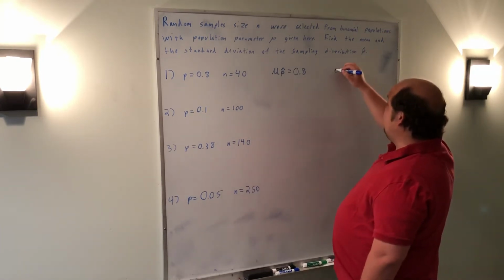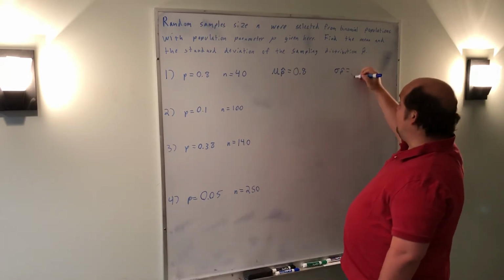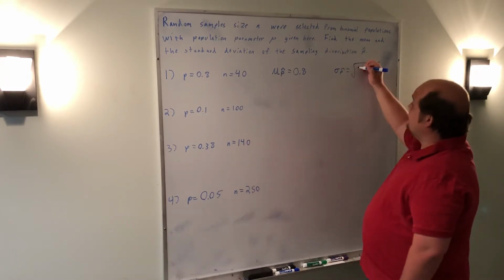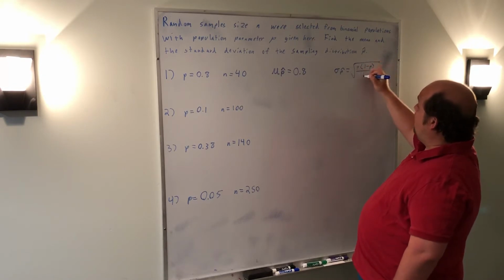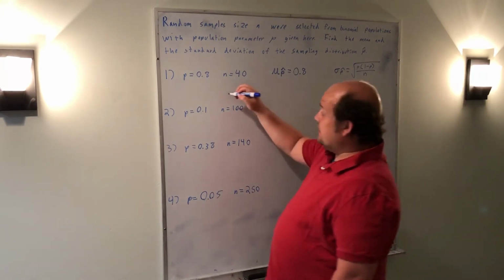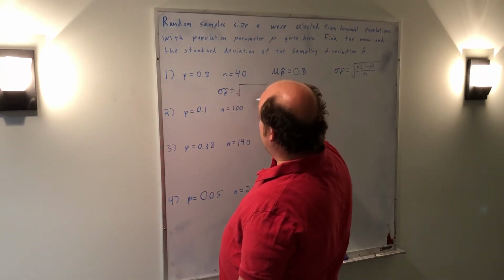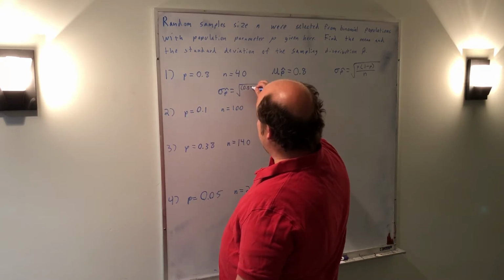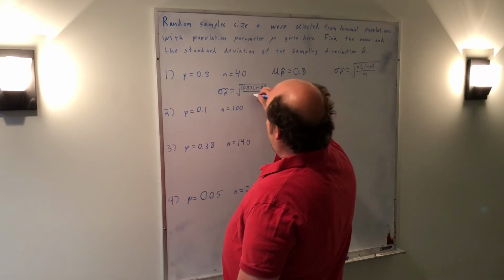However, sigma sub p hat is much more complicated. The formula for sigma sub p hat is the root of p times 1 minus p over n, all under the square root. So in this case, sigma sub p hat would be the root of 0.8 times 1 minus 0.8 over 40.